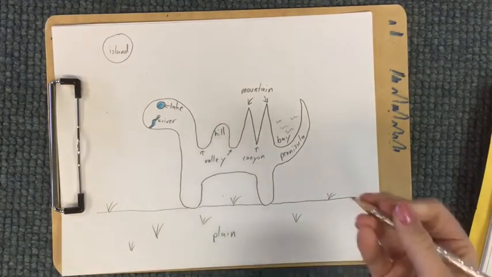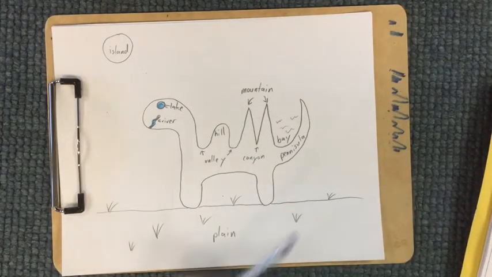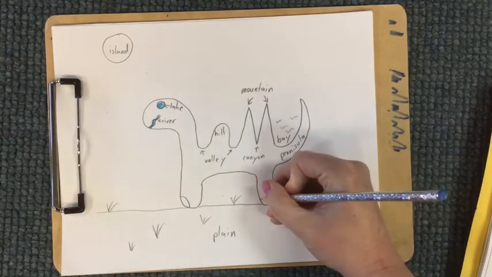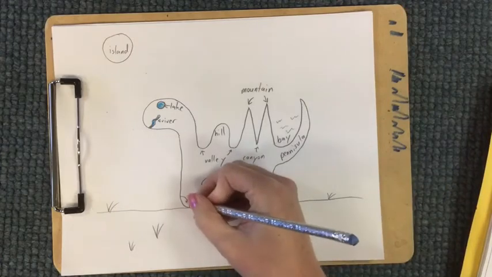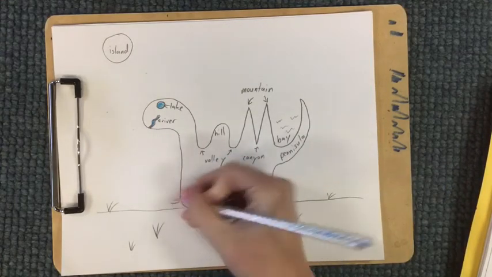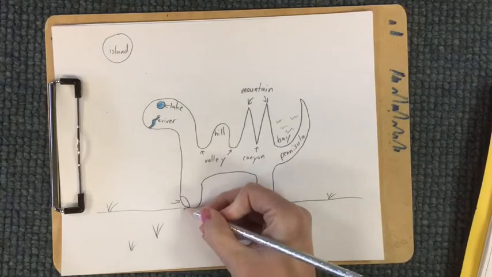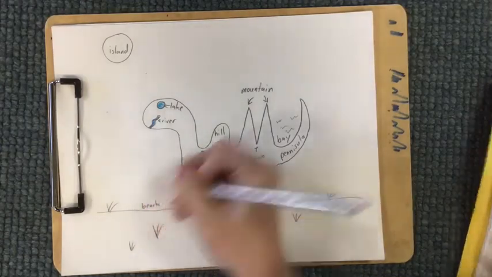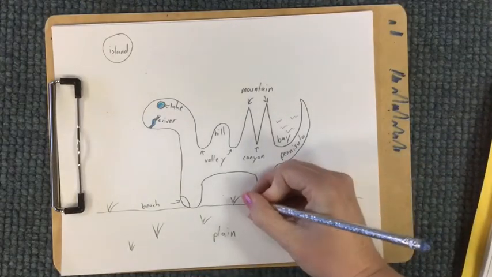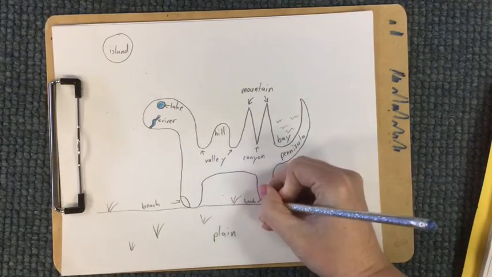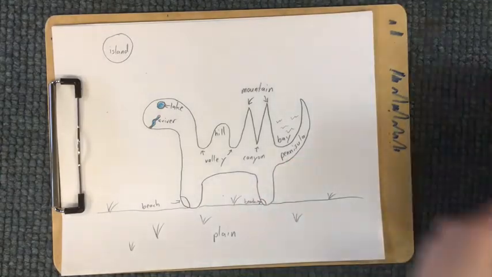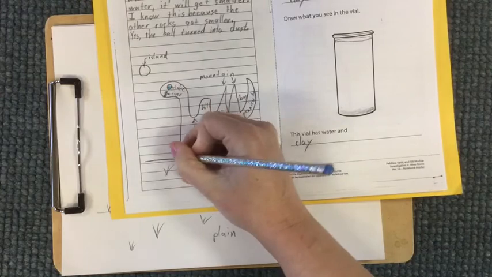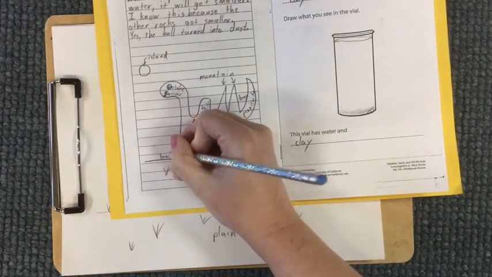Okay. Now the only thing we're missing is his toes. Right here and right here I'm going to draw toes. And I'm going to color these yellow because these are going to be my beaches. Remember, a beach is where land and water meet together. It's usually covered in sand. Beach. B-E-A-C-H, beach.